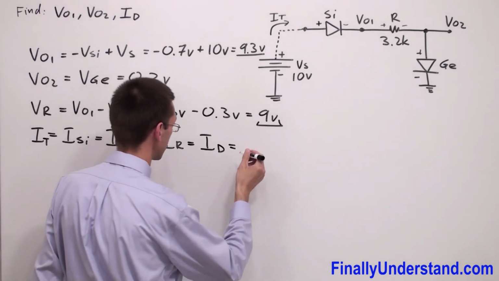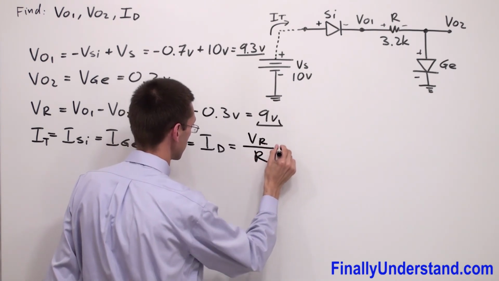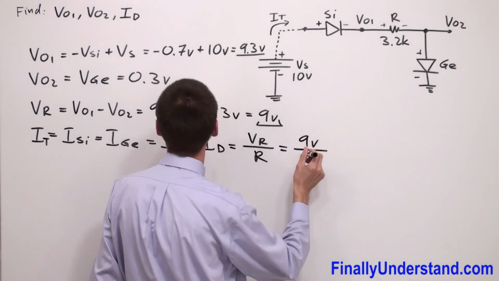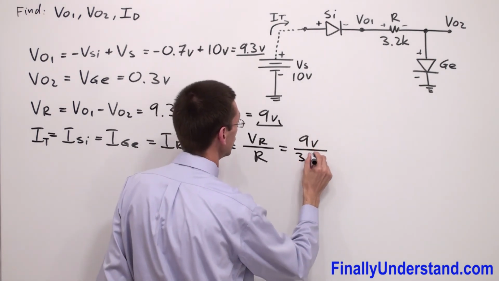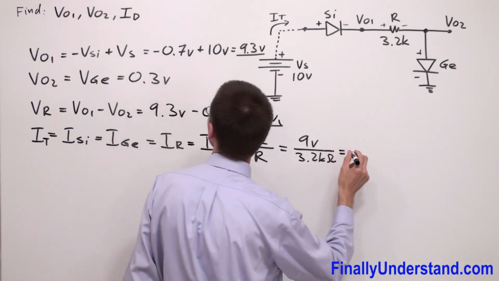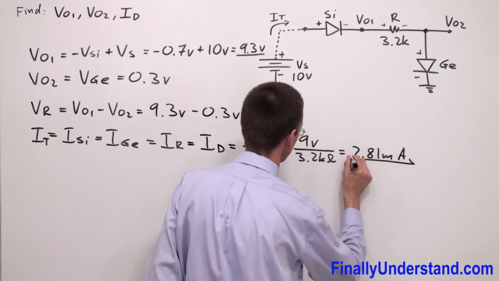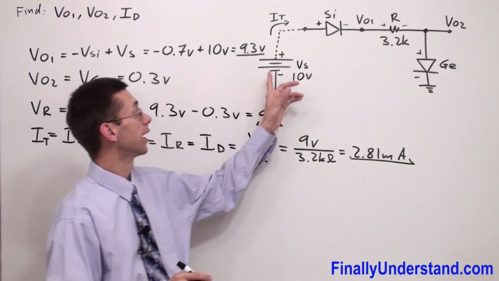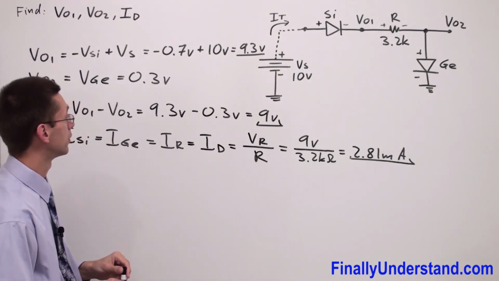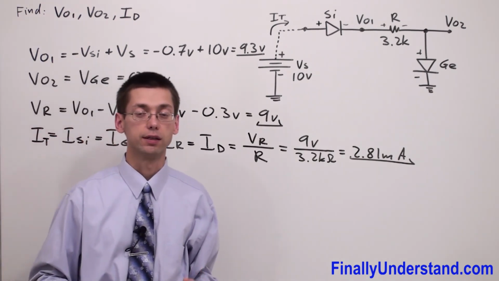So how can we find the current? Simply divide the voltage across the resistor by the resistance. So VR is equal to 9 volts over 3.2 kiloohms. This is equal to 2.81 milliamps. So this is the current in my circuit. As you can see, we basically found everything the problem was asking us to find. We can say that the problem is solved.